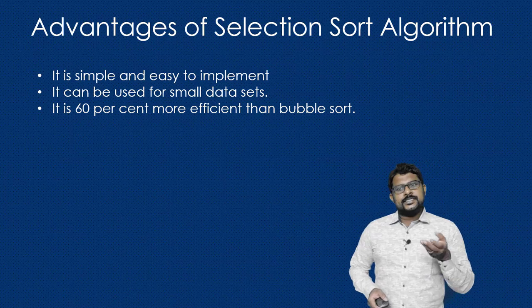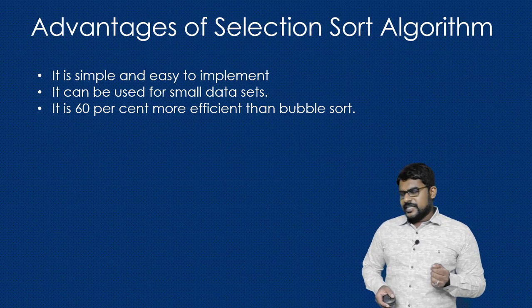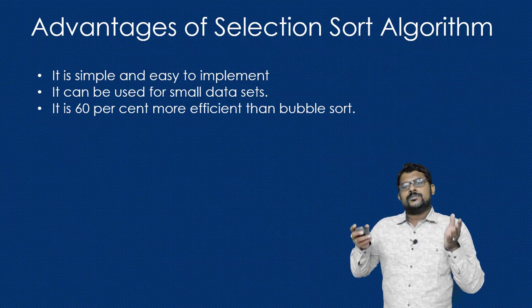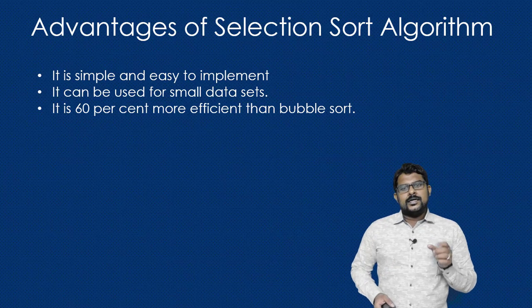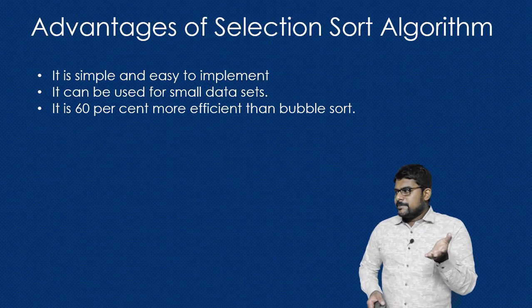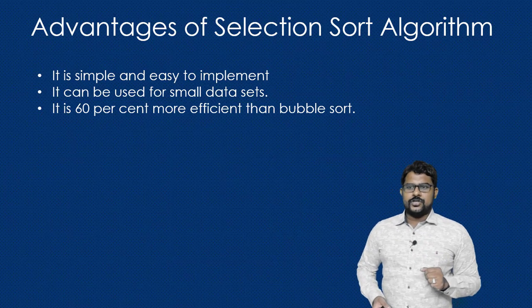The first advantage is that it is simple. The algorithm implementation is very simple. And the next advantage is that it is meant for small sets of data. Okay, and compared to bubble sort, it is 60% faster. So that is the primary advantage of this sorting algorithm compared to the bubble sort.